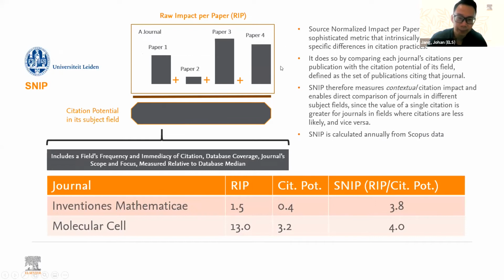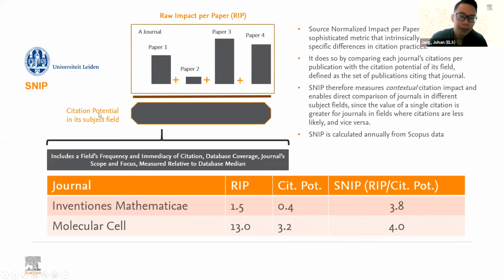RIP is this one, okay? RIP stands for raw impact per paper. So what is raw impact per paper? Let's call this journal ABC. Journal ABC published 4 papers, just as an example. Now each paper received different citations. Let's say paper 1 received 10 citations, paper 2 received only 3 citations. Then all of these citations will be combined, and that will be called raw impact per paper. Now the RIP will be divided by the citation potential in its subject field.